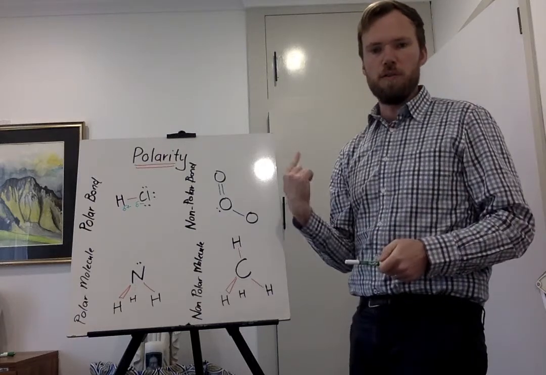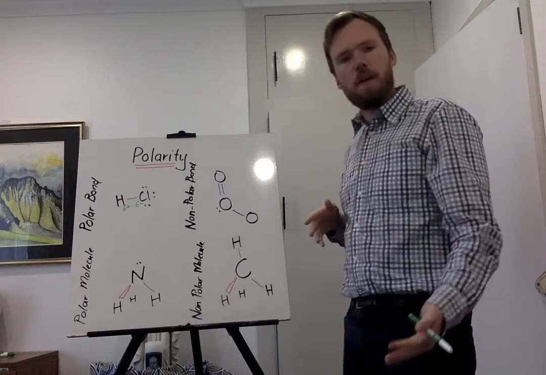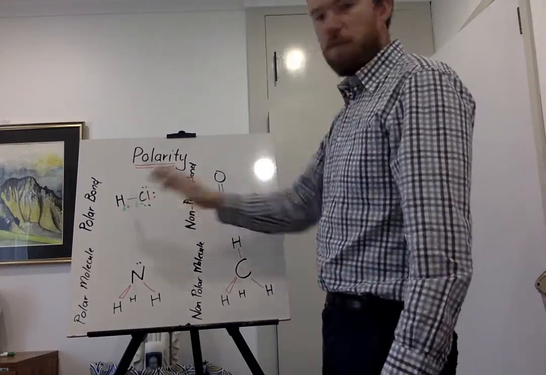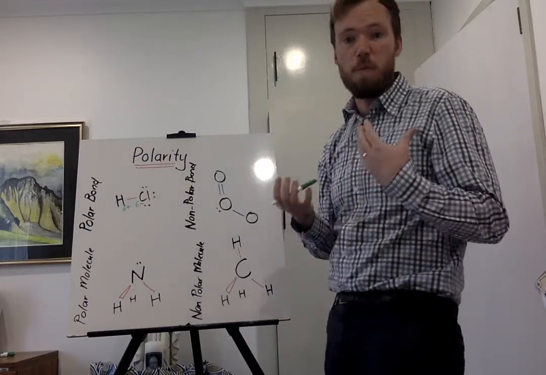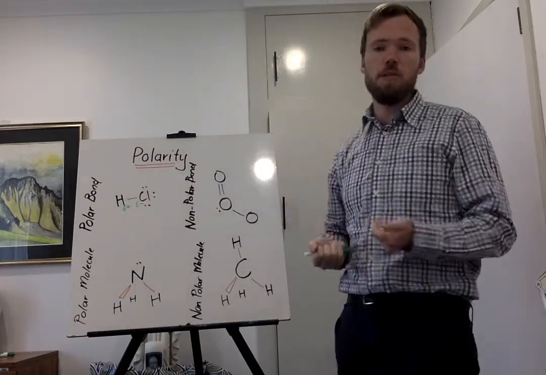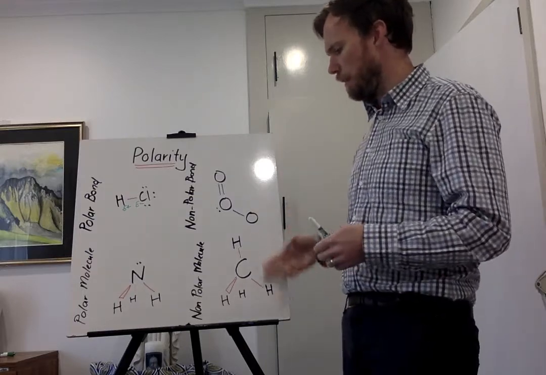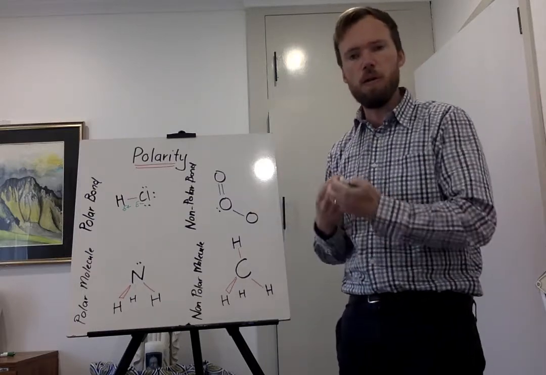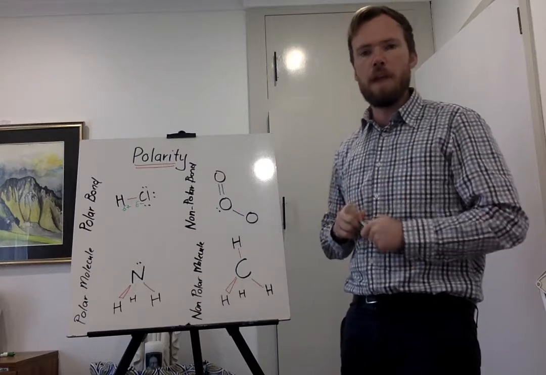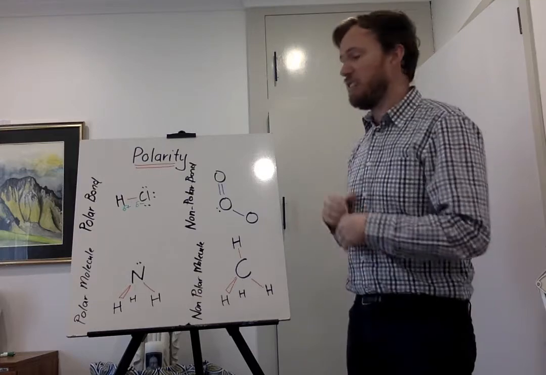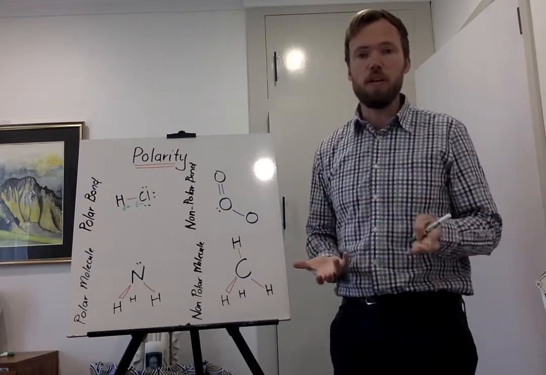So that's about bonds. You can see here I've characterized bonds as, if they're red, they're polar bonds, and if they're blue, they're non-polar bonds. Most of these, because they're different atoms with different pull on the electrons, are polar bonds. Okay, but that's not enough to make a polar molecule.